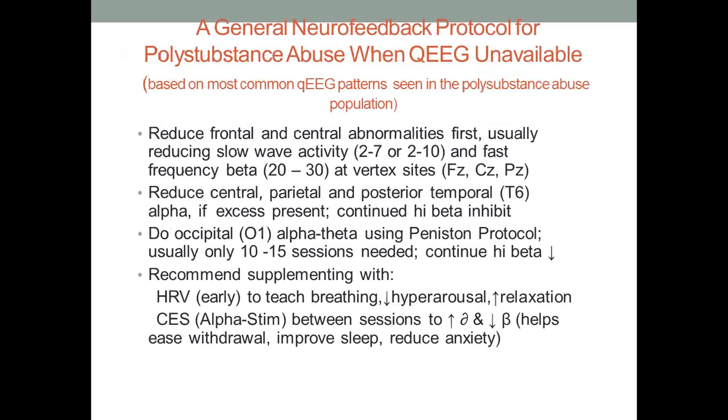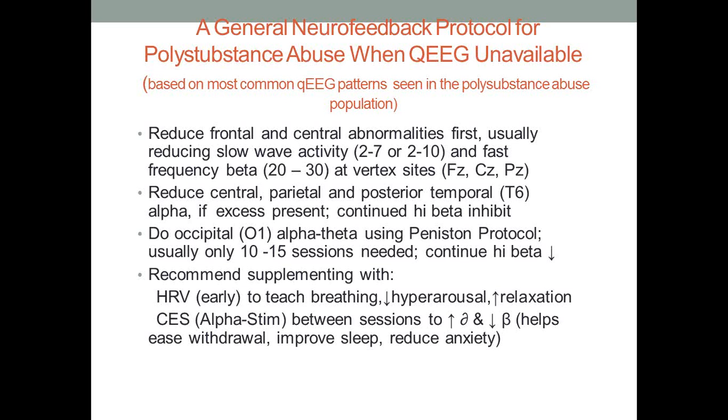Here's a general neurofeedback protocol to use when QEEG is unavailable. We base this on the most common QEEG patterns seen in the polysubstance abuse population. Reduce the frontal and central abnormalities first, usually reducing the slow wave activity, as I talked about, 2 to 7 hertz or 2 to 10 hertz, and fast frequency beta, the 20 to 30 hertz, at the vertex sites, FZ, CZ, and PZ.